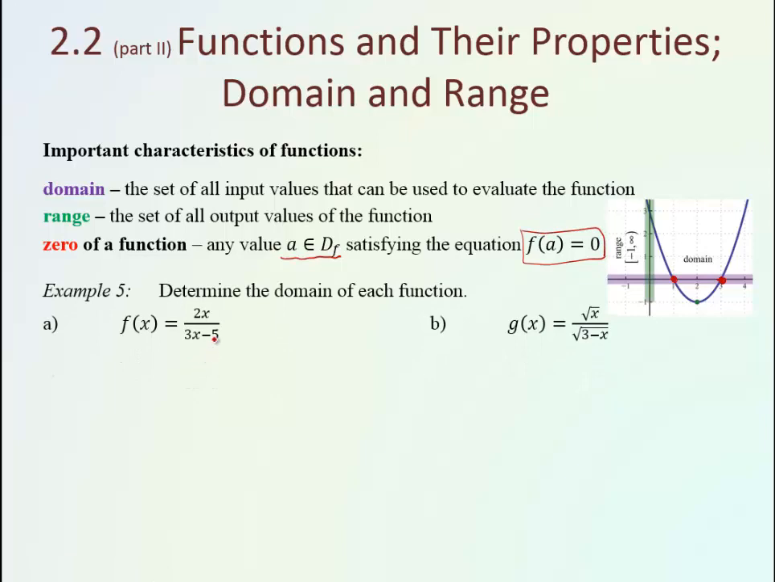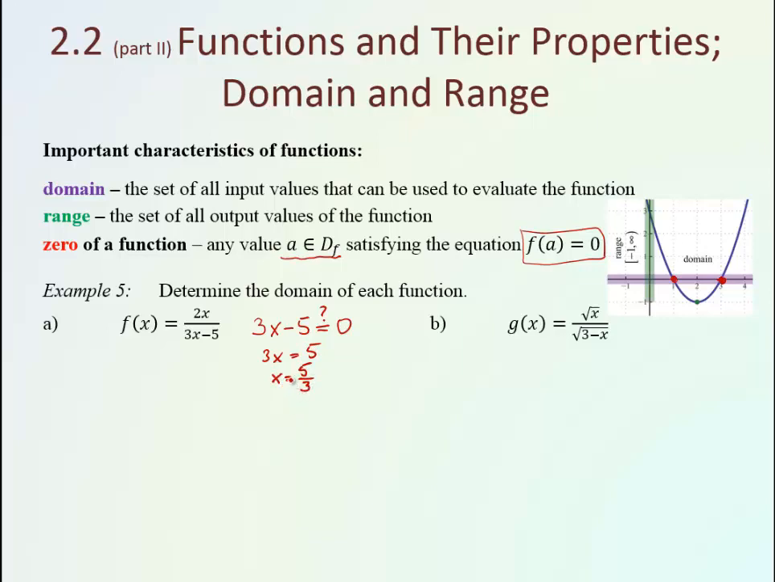Let's try to find out the domain of this particular function f. That's a rational function. It has a certain denominator. We always need to protect the denominator not to become 0. So we want to answer the question when 3x minus 5 is 0. Well, it is when x is equal to 5/3.